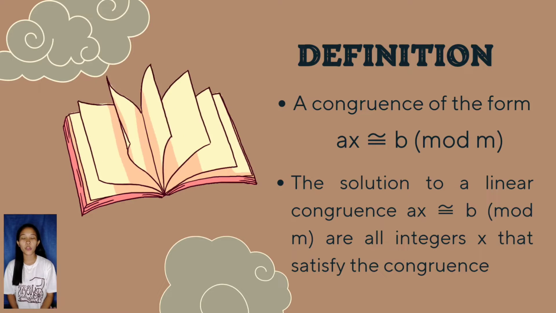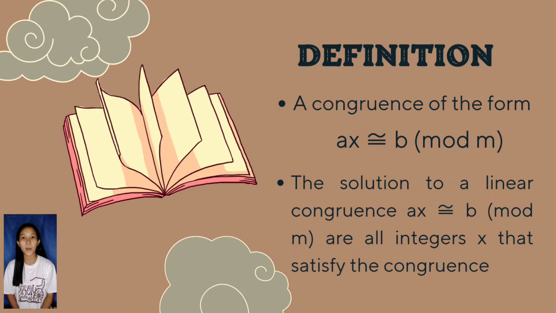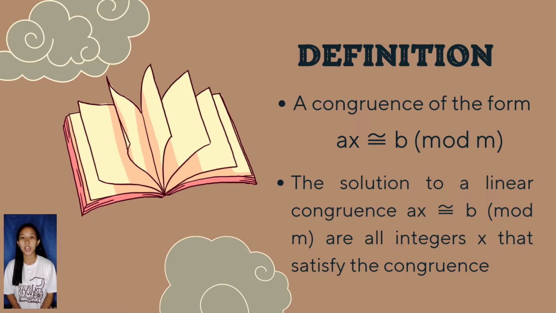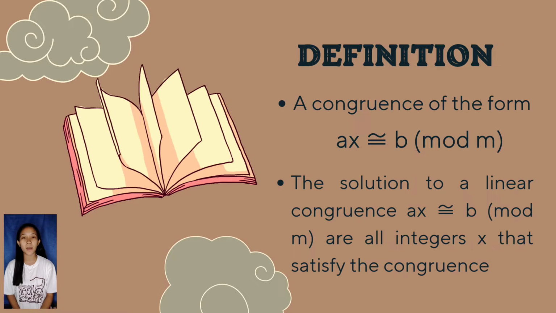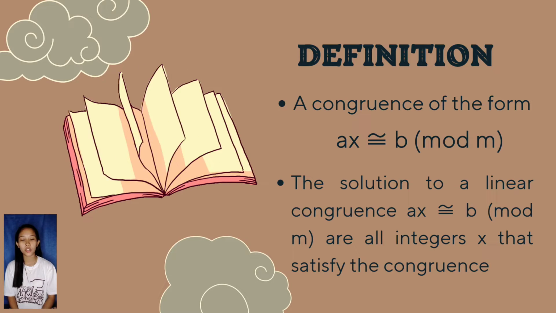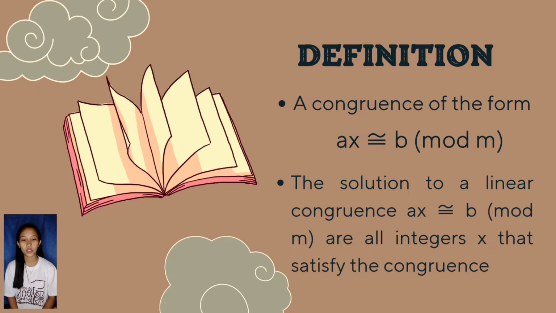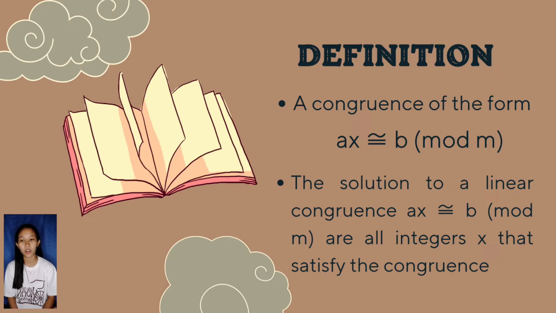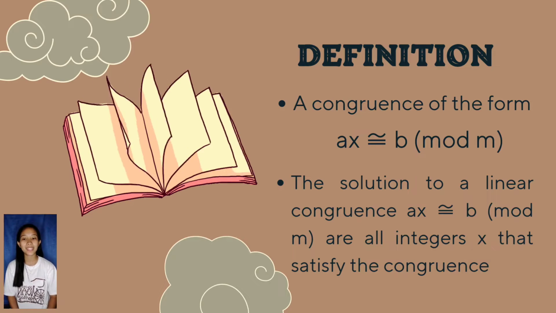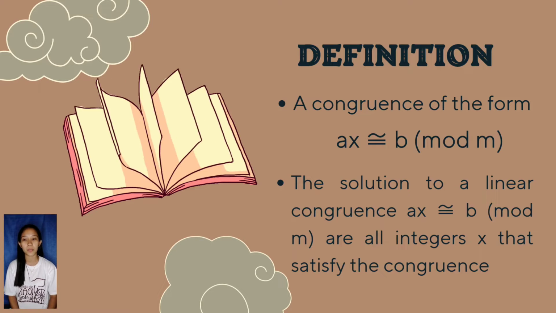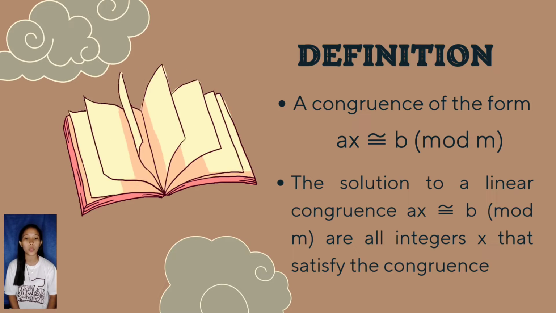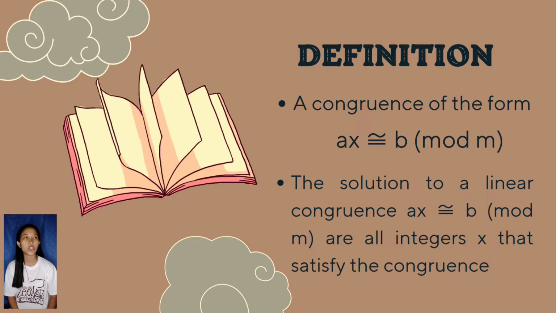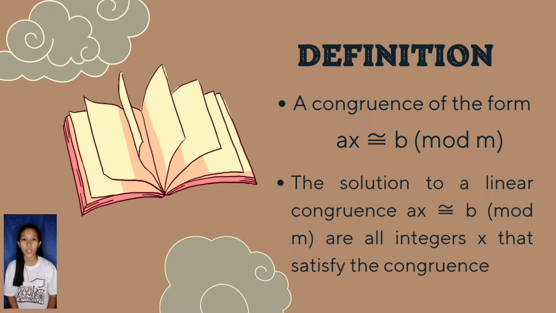A congruence of the form ax ≡ b (mod m), wherein a and b are integers, x is a variable, and m is a positive integer. The solutions to a linear congruence ax ≡ b (mod m) are all integers x that satisfy the congruence. In this section, we will see that the study of such congruences is similar to the study of linear Diophantine equations in two variables. When we say linear Diophantine equation, this is ax - my = b.